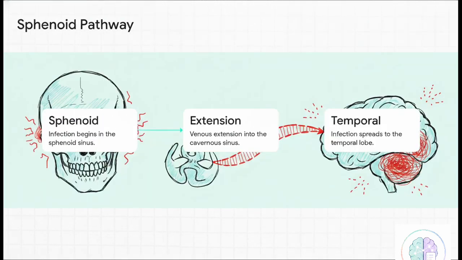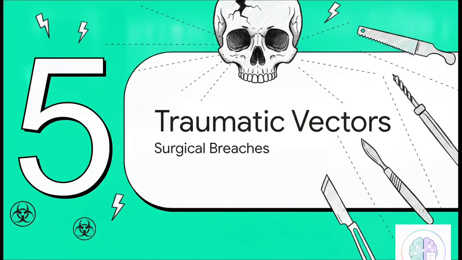Then there's path 3, which originates as an infection in the sphenoid sinus. Now, even though the sphenoid sinus is the least common location for sinusitis, its anatomical proximity makes it highly dangerous. It allows for a direct venous extension right into the adjacent cavernous sinus, which then easily spreads straight into the temporal lobe. Finally, we arrive at Part 5, traumatic and surgical vectors.